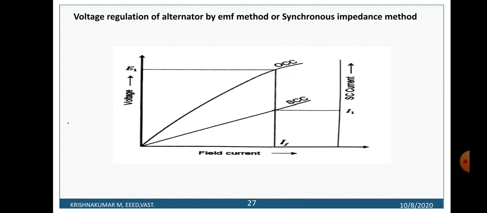OCC means field current versus induced EMF. Field current is on the x-axis, induced EMF is on the y-axis. Thus we are getting an OCC. After that we can draw the short circuit characteristics, which is a straight line through the origin. Field current is on the x-axis, armature current is on the y-axis. So field current versus induced voltage, we get OCC. Field current versus short circuit current, we get SCC.